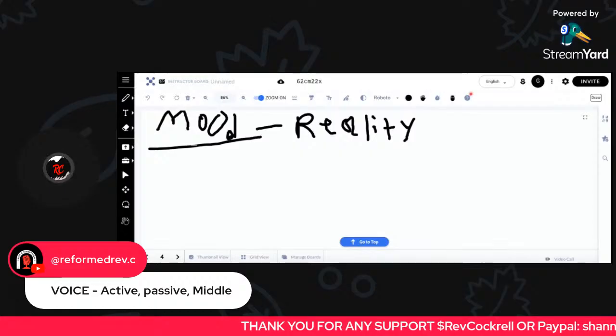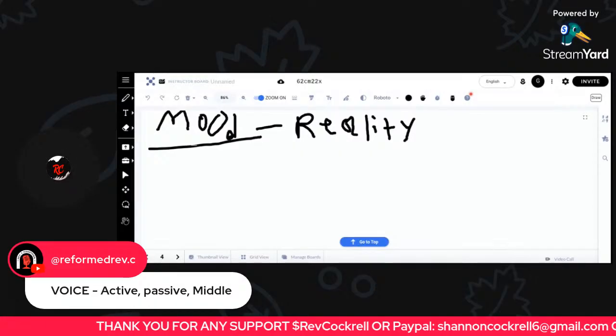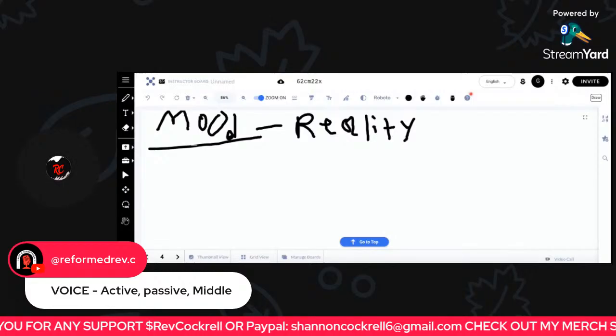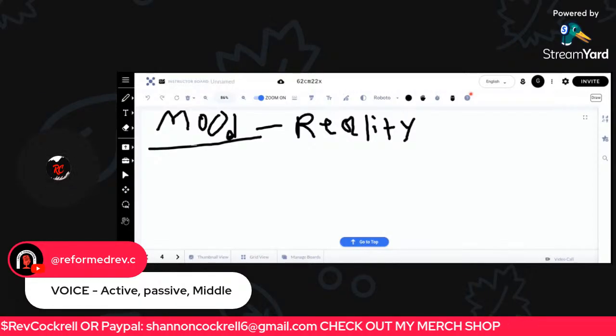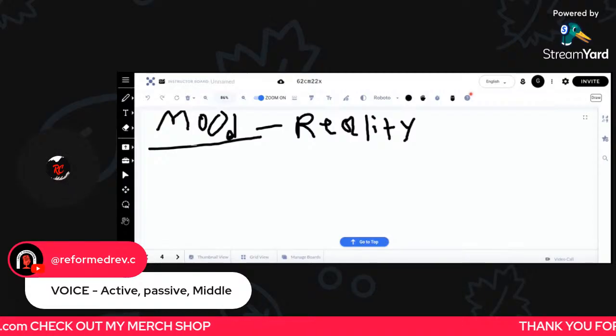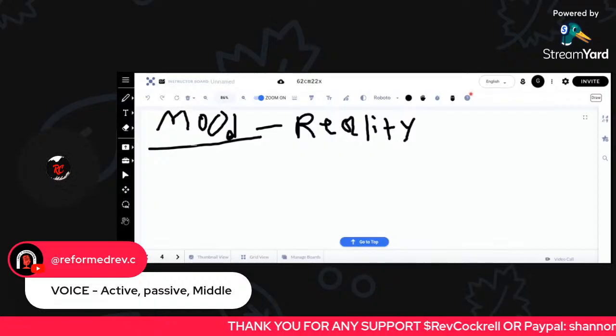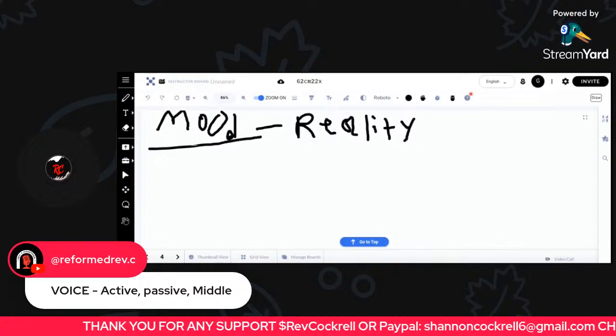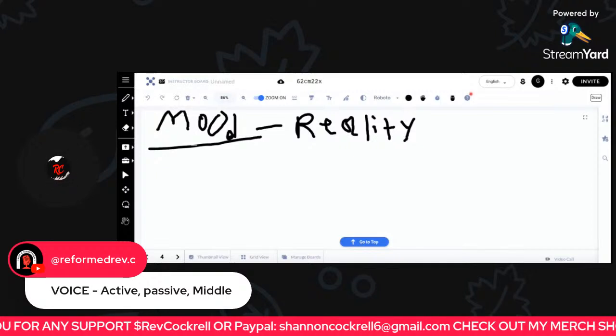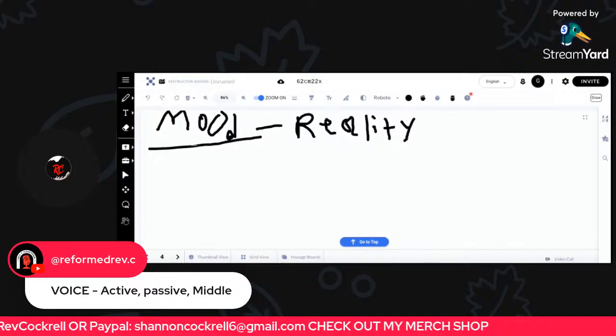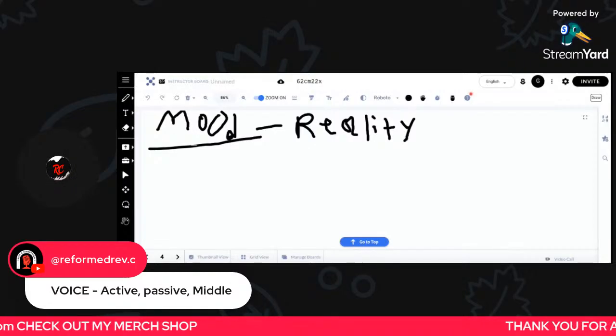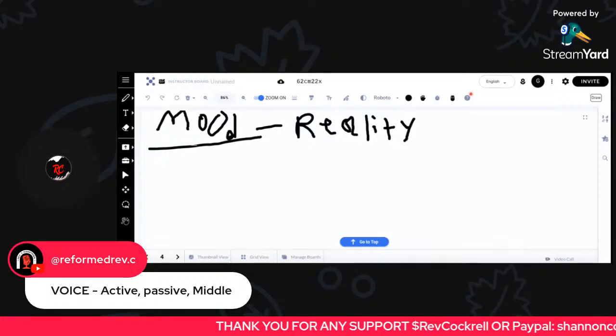Passive, the subject is acted upon. So John was hit. That's passive. John is receiving the action. And then the middle voice is the subject acts on his own behalf. John clothed himself with the jacket. He did it for his own interest. It's like a boomerang effect.